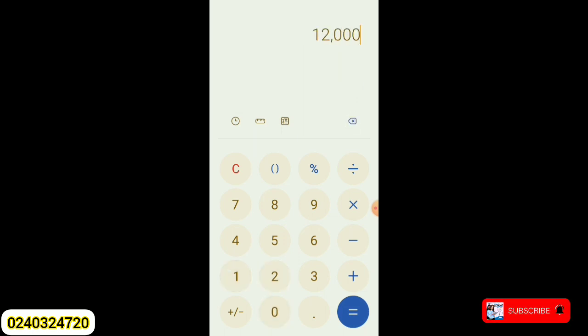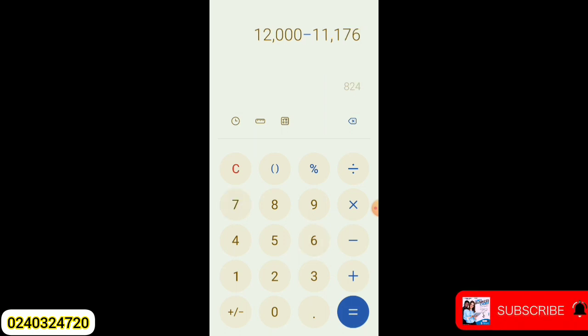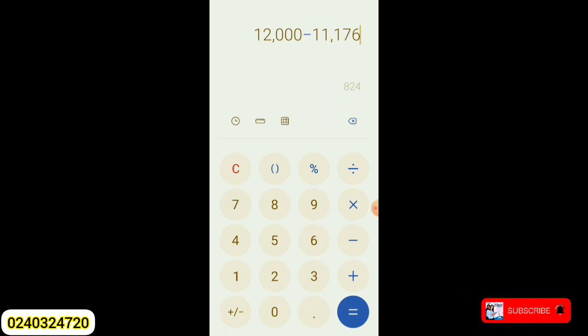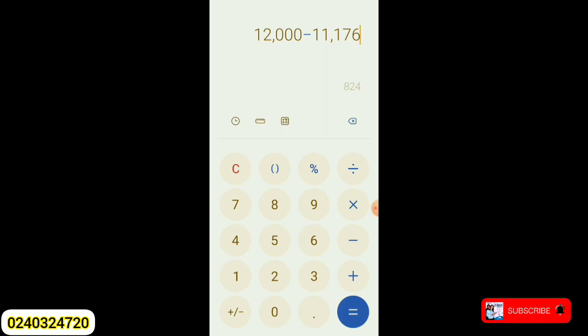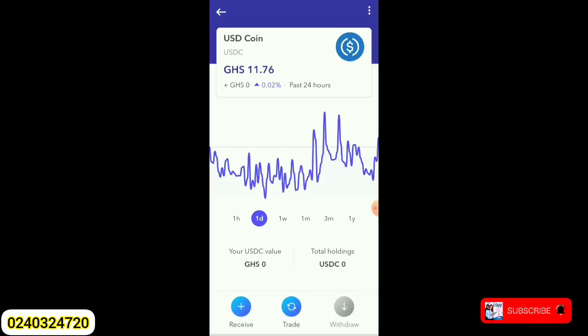12,000 minus 11,760. I deduct the money I invested from the money I got from the trade. After deducting my investment, I have 240 Ghana cedis as interest. Let me remind you, the rate is 11.76. It can shoot to, let's say, 13. It can shoot to 14, 15, 16, though I was doing it at a low rate. You see, that's how it works.